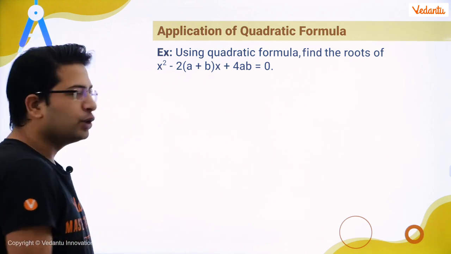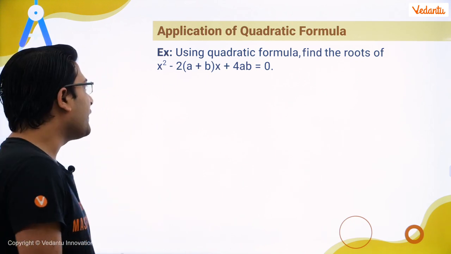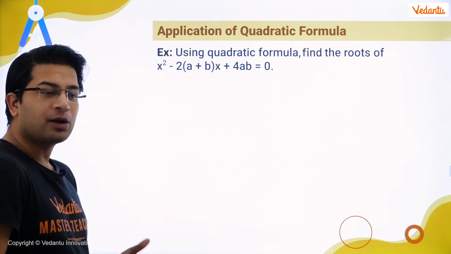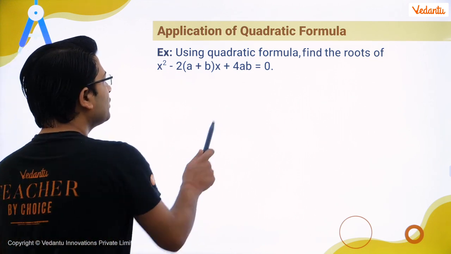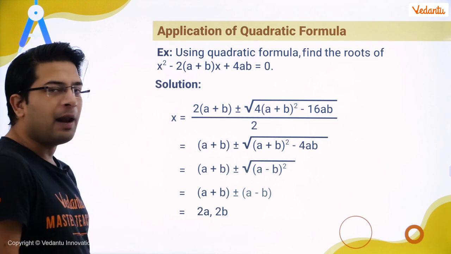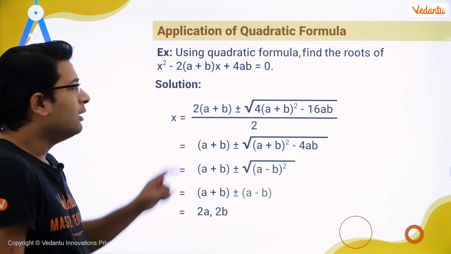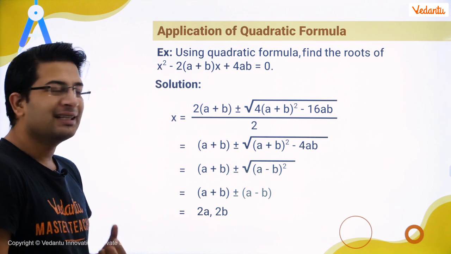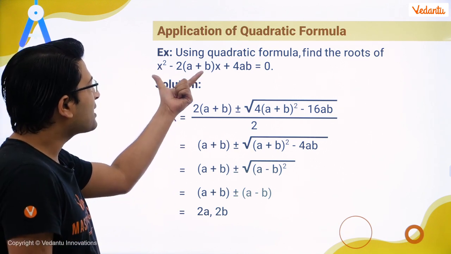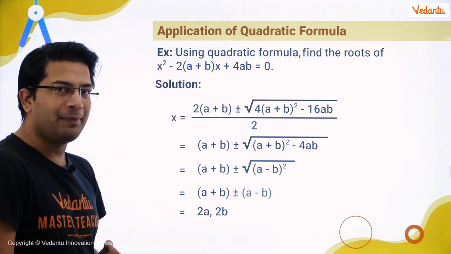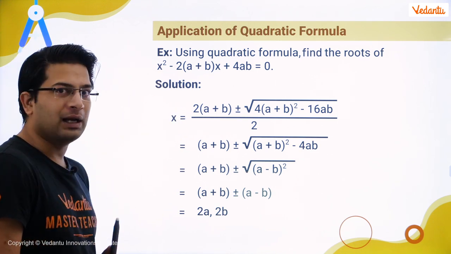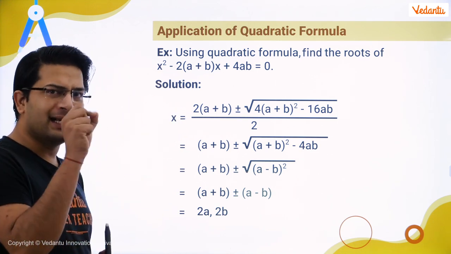Now, champ, look at this question. Again, a quadratic equation is given to us, right? We can apply the quadratic formula directly. So in this case, when we apply the quadratic formula, my b is what? B is the coefficient of x. So what is the coefficient of x? Minus 2 into (a plus b), right? So I have put it over here, so this will become plus, because the formula is minus b.